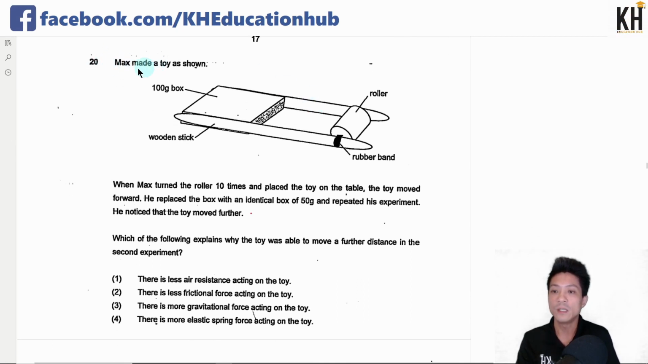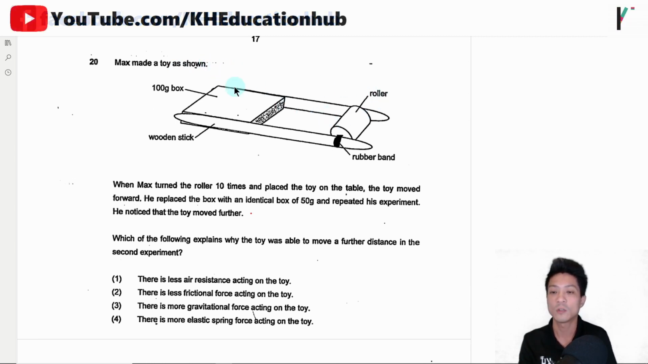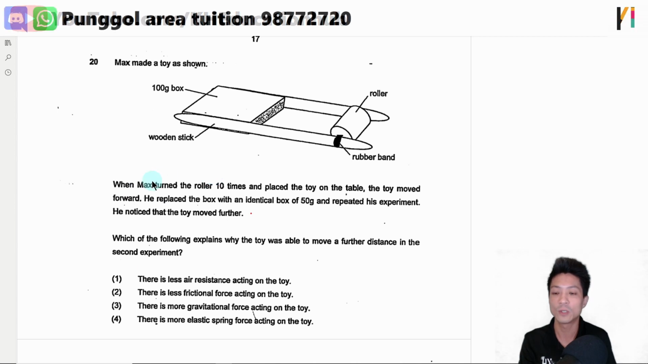Okay, question 20. Max made a toy as shown below. So this is the toy where we have a matchbox with ice cream sticks attached to it, and you have a roller and rubber band where you twist, and then the roller will turn. Okay, when Max turned the roller 10 times and placed the toy on the table, the toy moved forward.